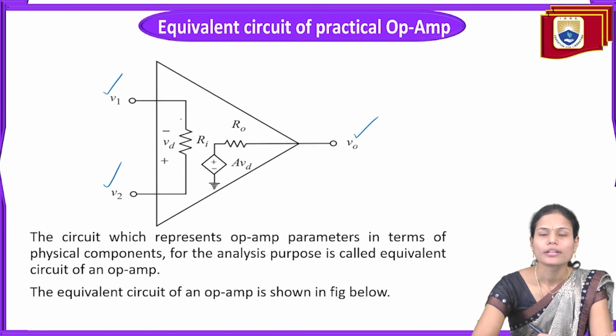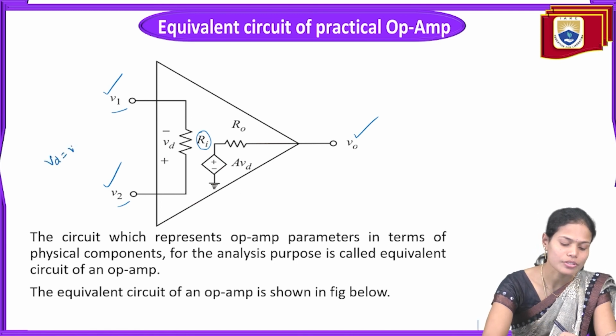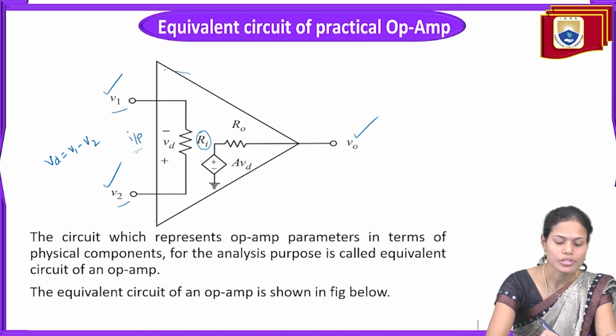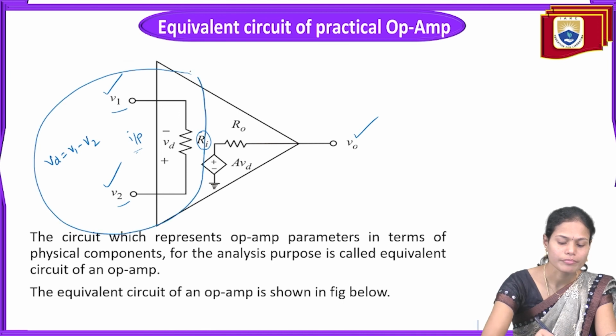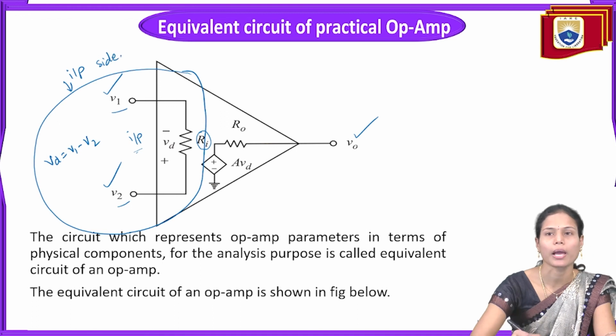So in the input we require two voltages, so that's why we are indicating V1 and V2, and the input impedance we are representing with RA, and the differential voltage VD, that is the difference V1 minus V2, we are indicating in the input side. So this particular section is the input side of the operational amplifier.